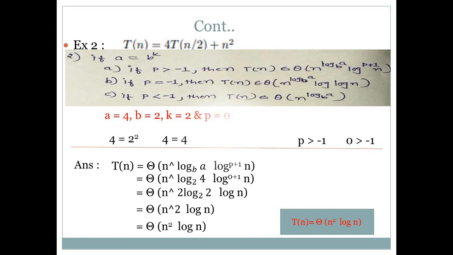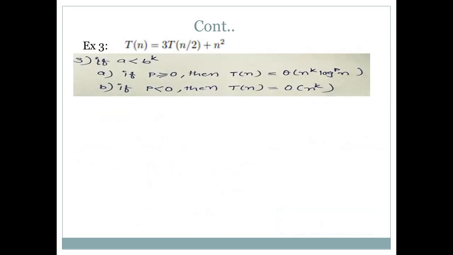Let's take another example. Example number 3, 3T(n/2) plus n square. In this equation, we can apply our case number 3. Why case number 3? Because our value of a is equal to 3, b is equal to 2, k is equal to 2 and p is equal to 0. So 3 is less than 2 raised to 2, meaning 3 is less than 4. So we can apply our case number 3 here.